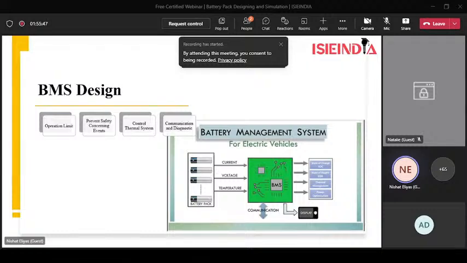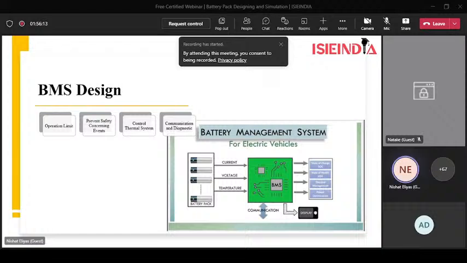A better communication and diagnostic with the vehicle control system is also necessary, so it can provide the proper output from the cells, a proper load on the cells, and a proper SOC, the state of charge, which is being shown on the display in the case of a vehicle. A good communication is necessary.